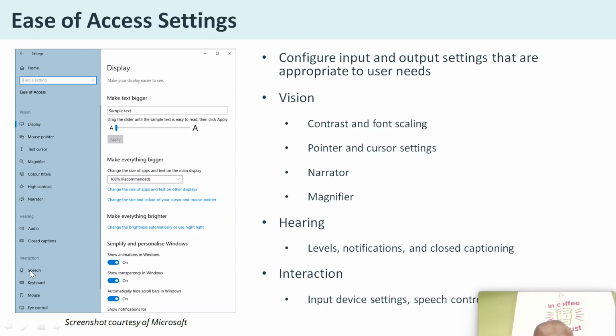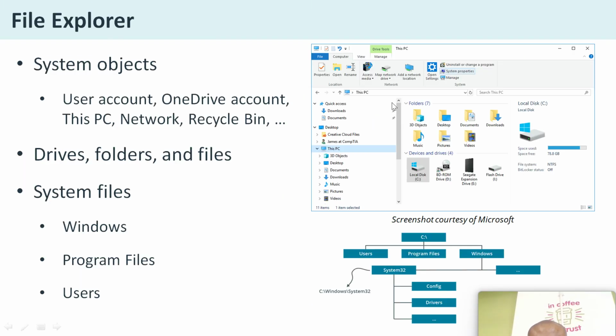You see them here: speech, keyboard, mouse. Click on the keyboard. Here you can control the narrator, magnifier, and how you want the mouse to look. Maybe you want the mouse to be bigger, or how you want the pointer to look. The same way, you go to settings and go down, and you're going to see all these things there. And what we also have here is called File Explorer.